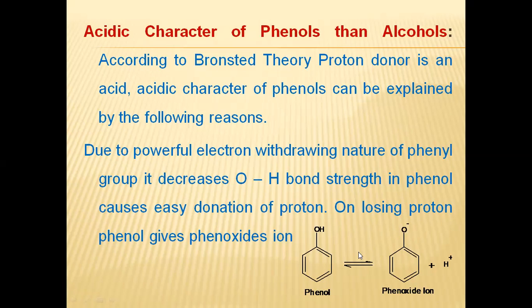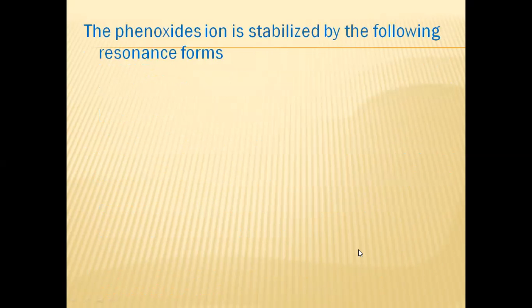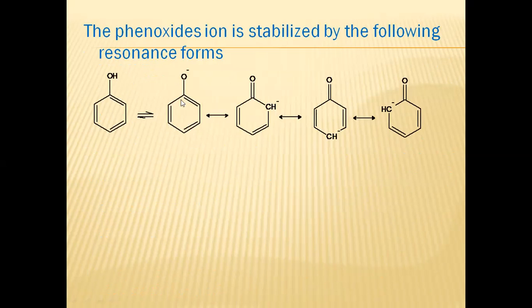This phenoxide ion is stabilized by resonance forms. If the H plus is removed, it is converted to phenoxide ion, and this ion undergoes resonance like this. When these electrons migrate to this carbon, the carbon gets the negative charge. So this minus charge migrates in the inward direction, to the next carbon, and again inward. So we get 3 resonating structures for the phenoxide ion.